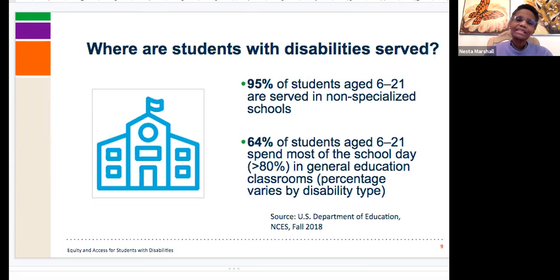And of course the disability type will vary from one classroom to another, but I think you'll concur with me that that is quite a high number, right? Of students who are in gen ed classrooms and who present or are labeled as having a disability. Next slide, please.